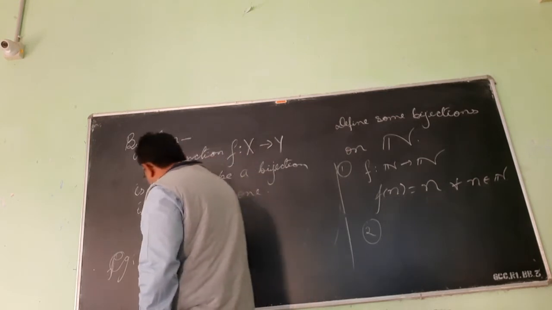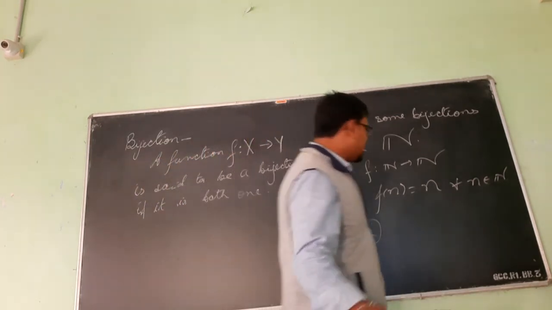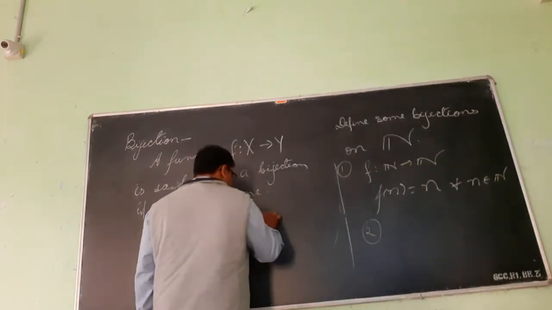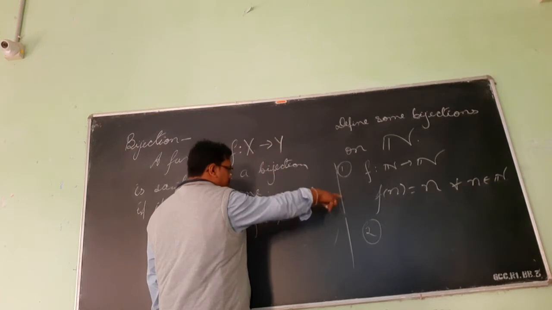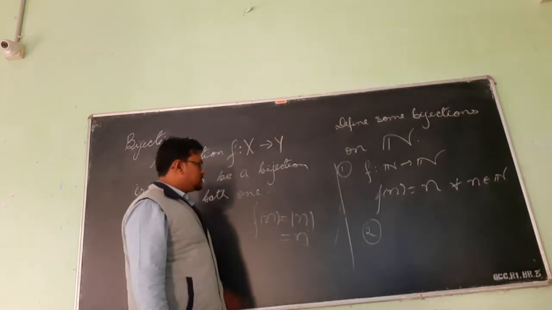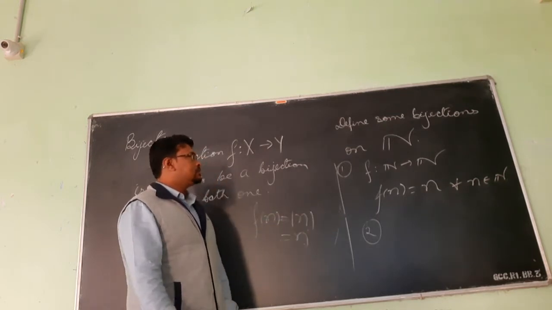f(n) equal to mod n is the same as this function only. f(n) equal to mod n is exactly the same as this function because n is already positive. So this function is not different. It's the same function.